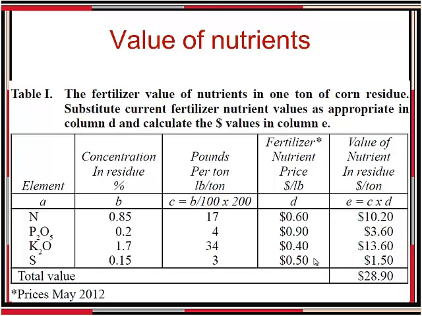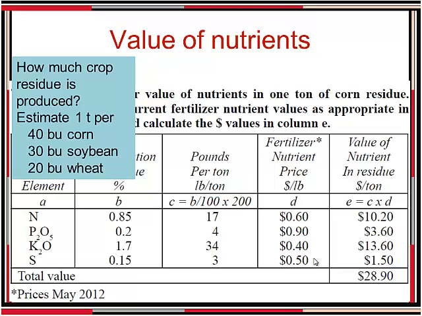Table 1 in the NEB guide addresses nutrient concentrations in the stover. So we have our NPK and sulfur in the left-hand column, then the concentration in the residues, an estimate of pounds per ton, and then there's a worksheet where you can put in the current fertilizer nutrient cost. These are values from when we revised it in May 2012. And then you can go on to calculate how much value is in a ton just due to the nutrients.